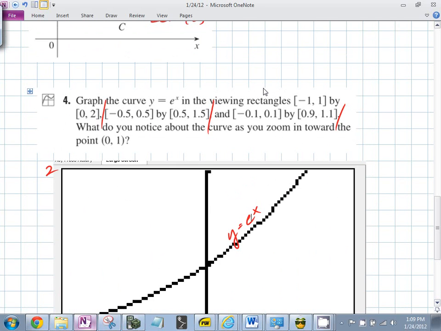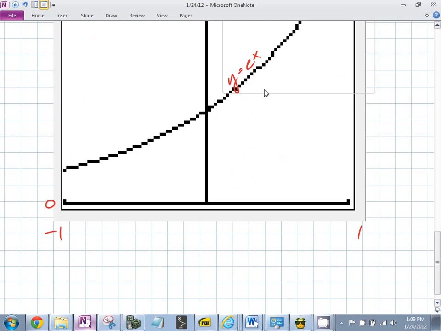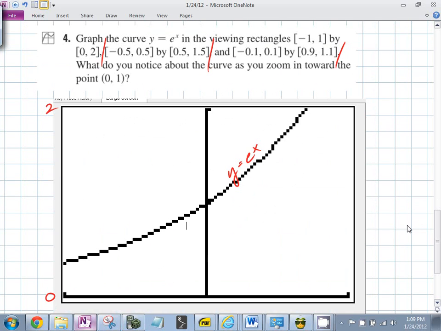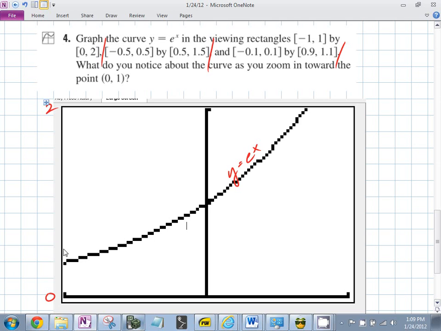So what happens as you zoom in further and further on this? It looks straighter and straighter. So I think you're zooming in right here, right? The line will look straighter and straighter. So let's just go to the furthest one. What is it? -0.1 to +0.1, right? And let's go back there. So -0.1 to positive 0.1, and then it's 0.9 to 1.1. Thank you.